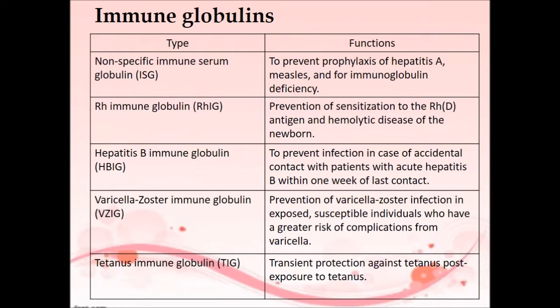Fourth is varicella zoster immune globulin. It is used for prevention of varicella zoster infection in exposed susceptible individuals who have a greater risk of complications from varicella. And the last one, the fifth, is tetanus immune globulin. It is used for transient protection against tetanus, post-exposure to tetanus.